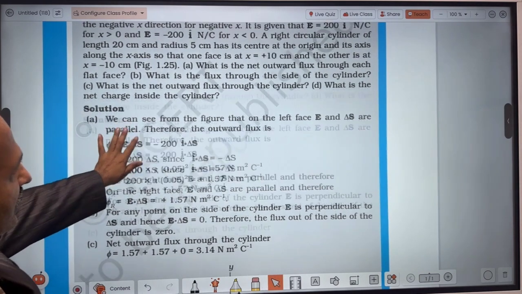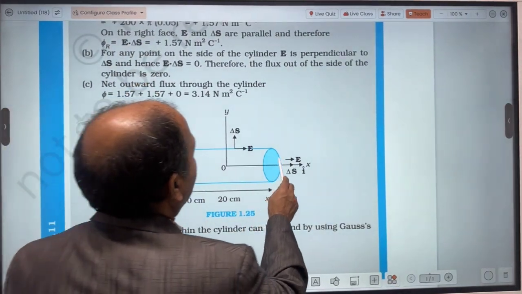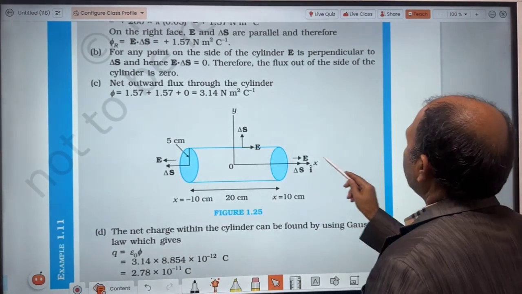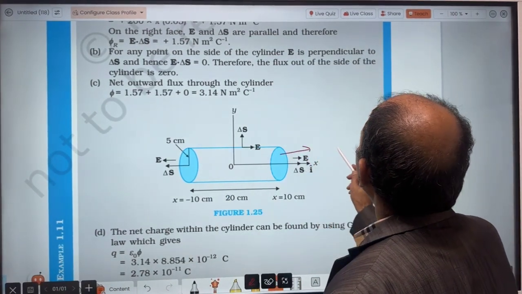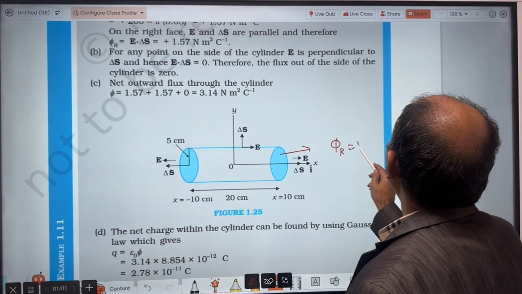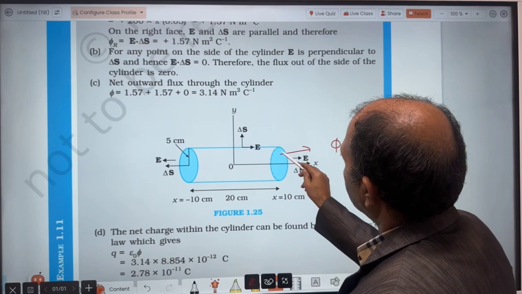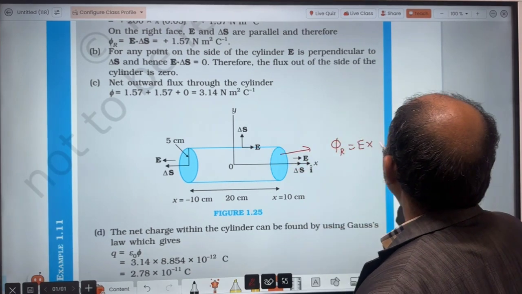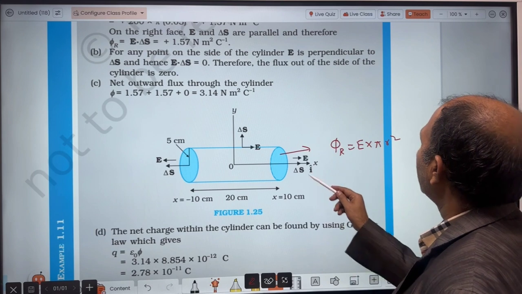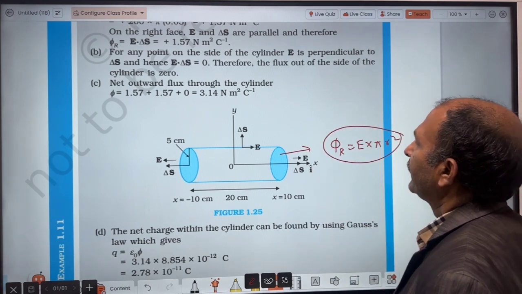So here the situation is shown. You have to find out the net flux in this direction. In this direction, flux you can find by the formula E times area, where the area is taken as the area of the circular portion, say it is pi r square, and theta is 0 degree. So we can find the answer from here.